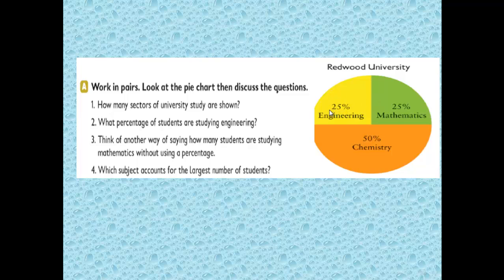Number 3. Think of another way of saying how many students are studying mathematics without using a percentage. Here we can use some words without saying figures or numbers, like saying a quarter, 1/4. So if we want to replace figures or numbers, we can say 1/4 instead of 25%. We can see here also 1/4, and we can see 1/2 or half instead of 50%.